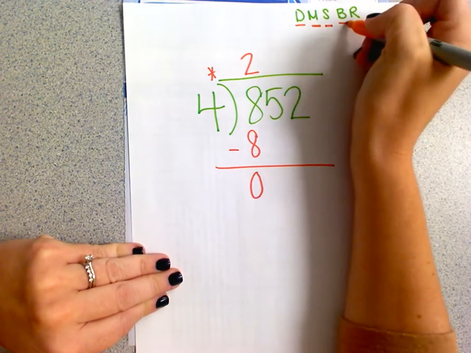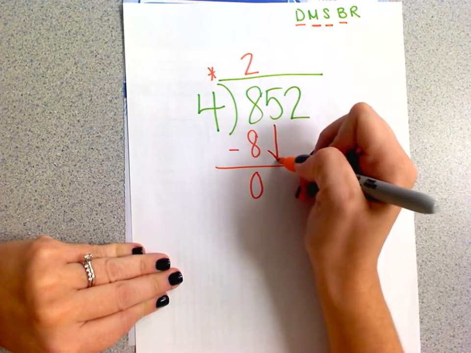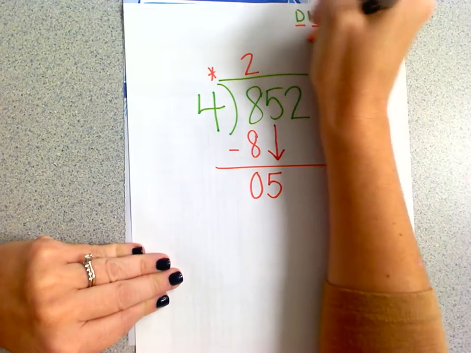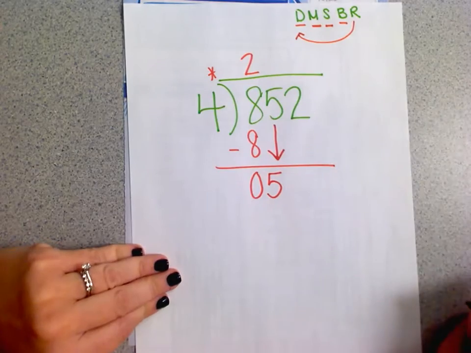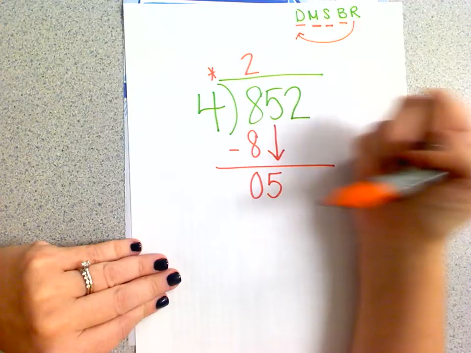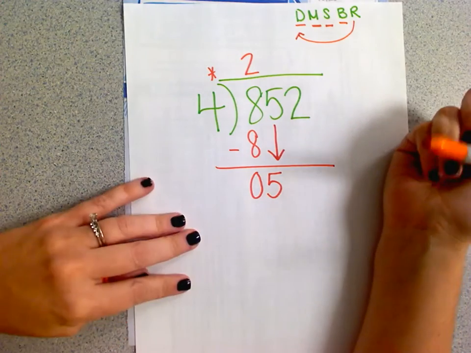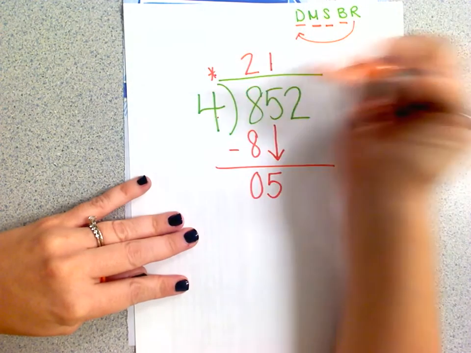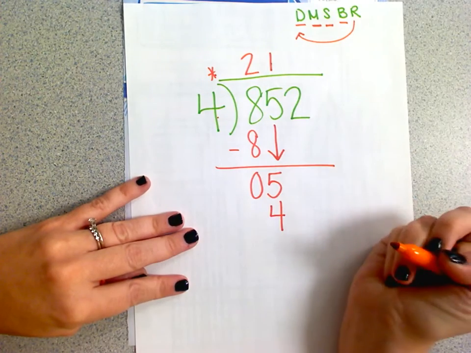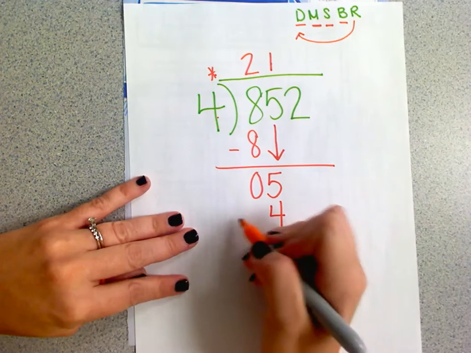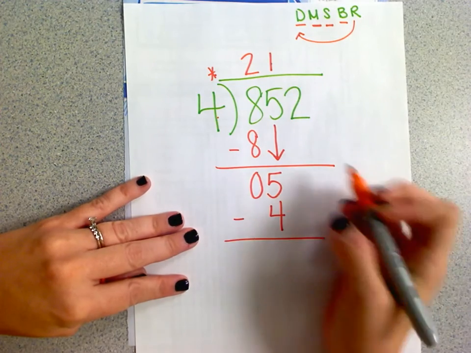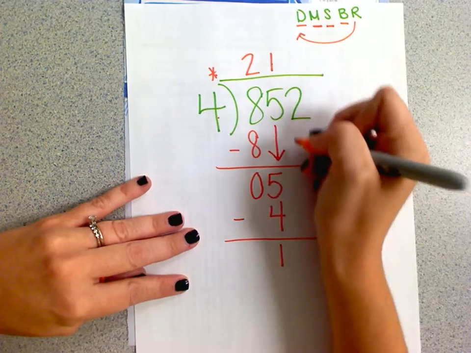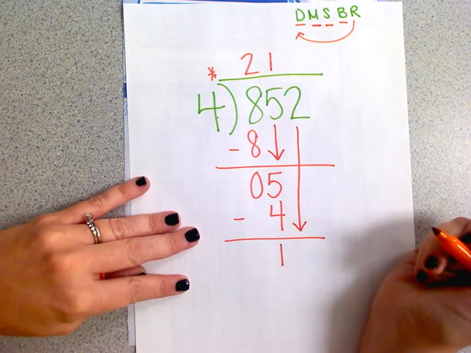Okay. Next step, bring down. I'm going to bring down this 5. Okay, next step, repeat. Time to divide again. How many times can 4 go into 5 without going over? Once. 1 times 4 equals 4. Next step, subtract. 5 minus 4, 1. Next step, bring down. Okay, so now I'm bringing all the way down here.